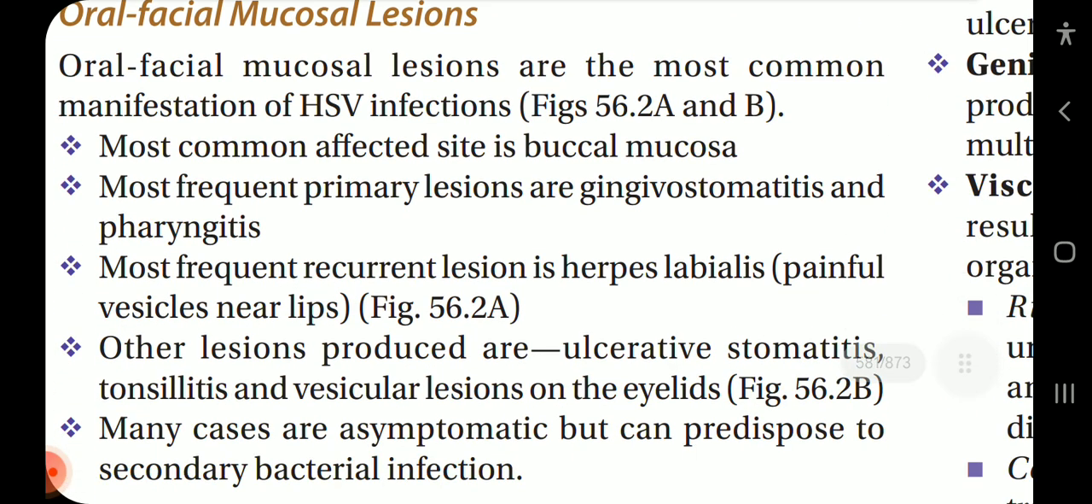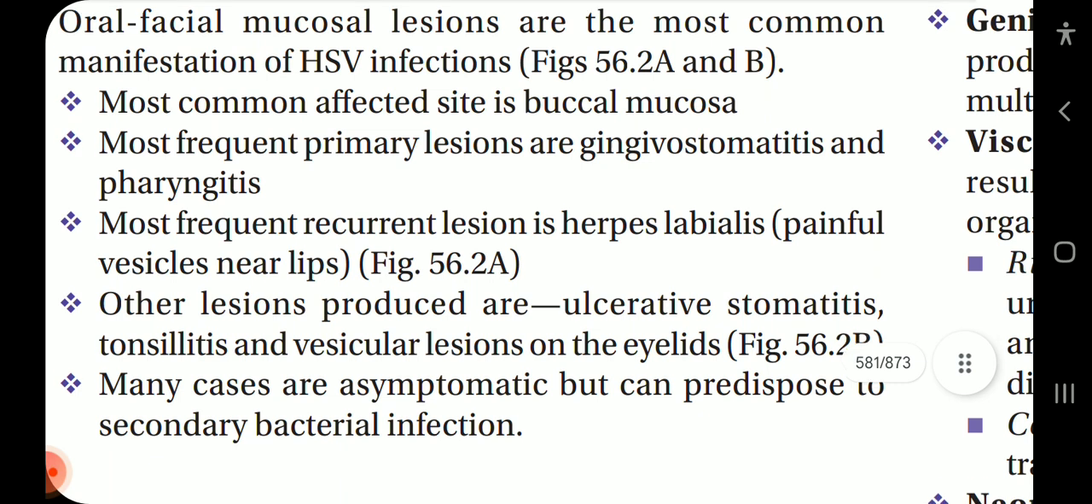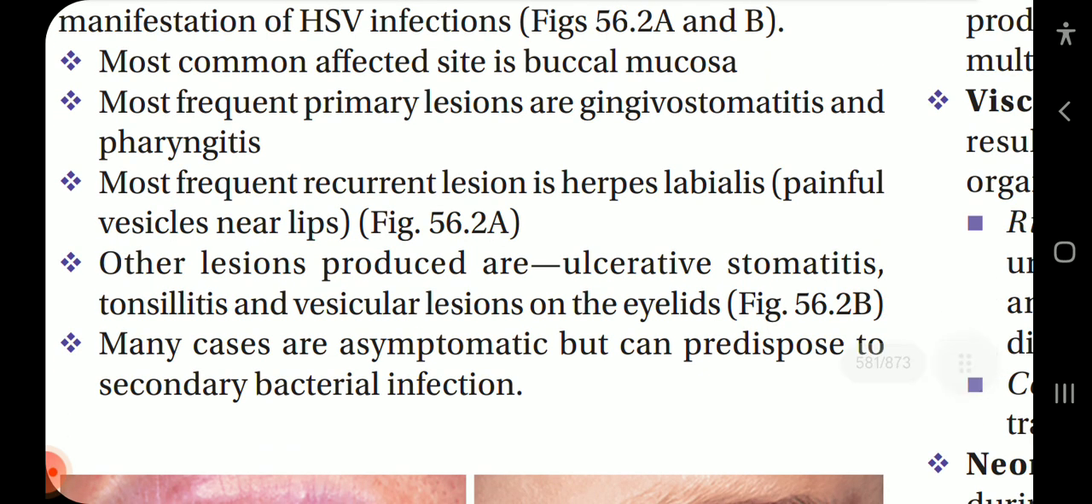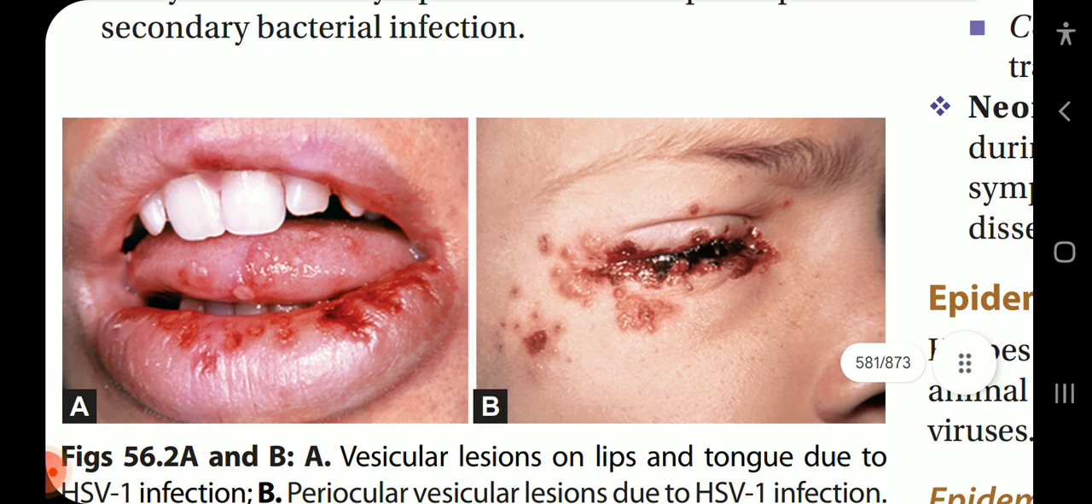Orofacial mucosal lesions. Orofacial mucosal lesions are the most common manifestations of HSV infections. Most commonly affected site is the buccal mucosa. Most frequently, primary lesions are gingivostomatitis and pharyngitis. Most frequent recurrent lesion is herpes labialis, painful vesicles near the lips. Other lesions produced are ulcerative stomatitis, tonsillitis, and vesicular lesions on the eyelids. Many cases are asymptomatic but can predispose to secondary bacterial infection.